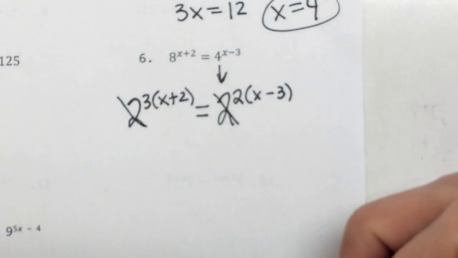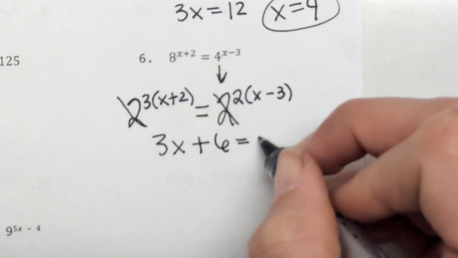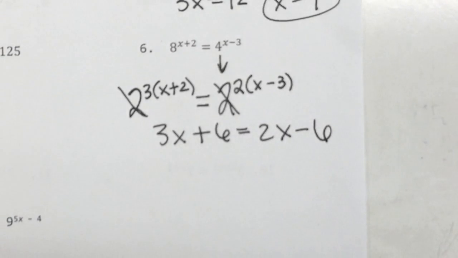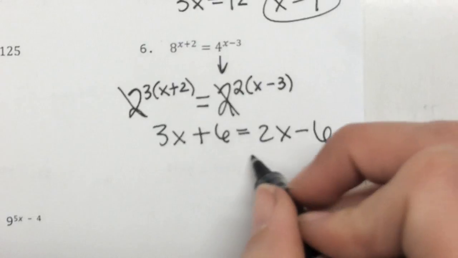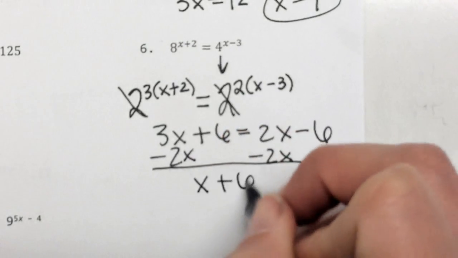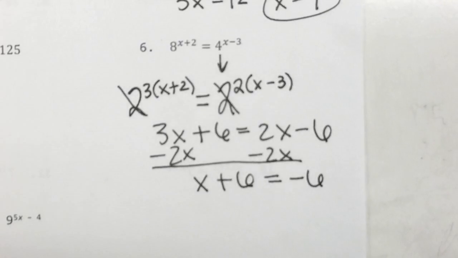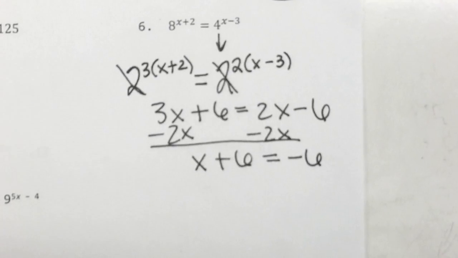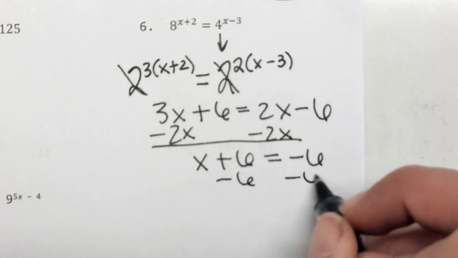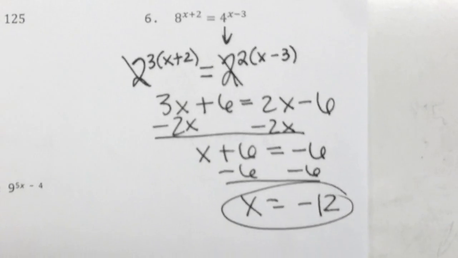Let's go ahead and distribute while we can. 3x equals. What do y'all want to combine first? X's or constants? So subtract 2x from both sides and get x plus 6 equals negative 6. And that cancels out? It doesn't cancel out because we got to move this over by subtracting. So x equals? Perfect.